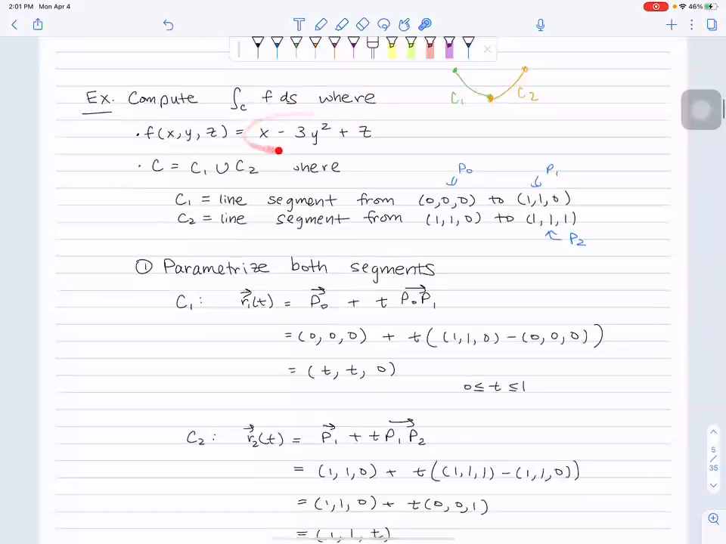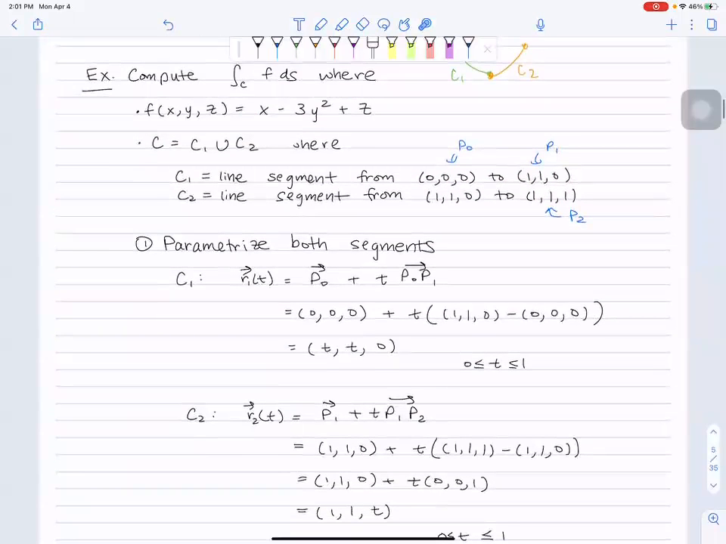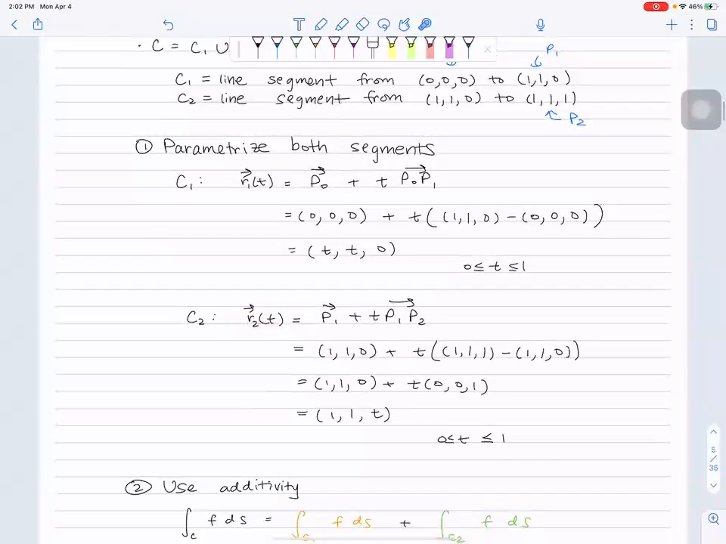So for example, if you have this function and we see that our curve can be broken up into 2 line segments. C1 is this first line segment from 0, 0, 0 to 1, 1, 0. C2 is our second line segment from 1, 1, 0 to 1, 1, 1. So how do we do this? First, let's work on C1. We parameterize it using the formula again. So we have 0, 0, 0 plus t times P1, which is 1, 1, 0, minus the first point, 0, 0, 0. So that's our first parameterization. For our second parameterization, we do the same thing and we end up getting 1, 1, t.